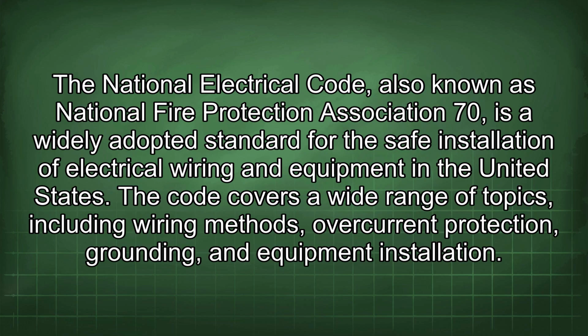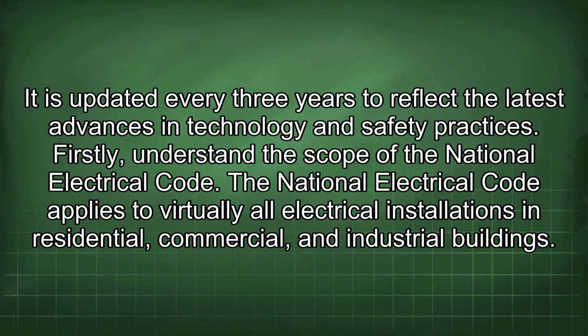The National Electrical Code, also known as National Fire Protection Association 70, is a widely adopted standard for the safe installation of electrical wiring and equipment in the United States. The code covers a wide range of topics, including wiring methods, overcurrent protection, grounding, and equipment installation. It is updated every 3 years to reflect the latest advances in technology and safety practices.